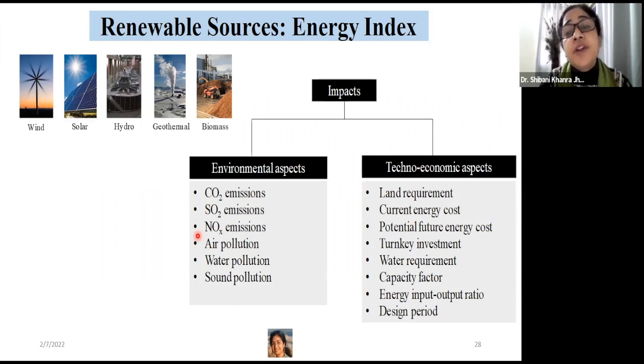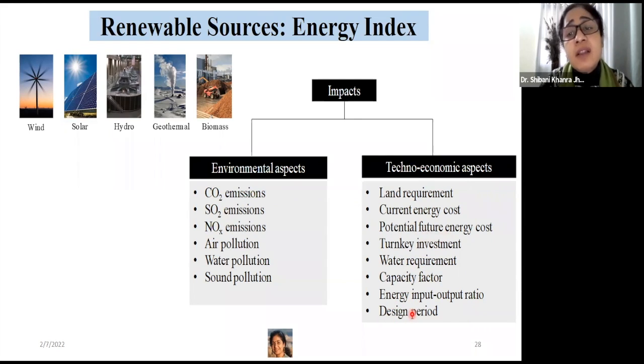These were evaluated based on certain environmental and techno-economic aspects. So in the environmental aspect, for example, these sources have to be judged based on factors like how good they are based on CO2 emissions, SO2 emissions, NOx emissions, air pollution, water pollution, sound pollution. And at the same time, how good they are in terms of the techno-economic aspect, like for example land requirement, current energy cost, potential future energy cost, turnkey investment, water requirement, capacity factor, energy input output ratio, design period.